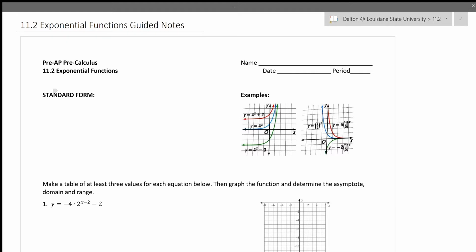Okay, so when we talk about exponential functions in standard form, you've graphed these types before, so it's not going to be brand new to you. But we are just going to kind of reevaluate what all of the variables stand for. So in standard form, your exponential equation looks like this: y equals a times b to the x minus h power plus k.